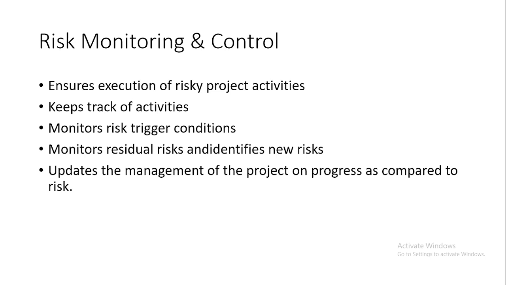Risk monitoring and control ensures that the execution of risk project activities is done, and keeps track of activities while we do risk monitoring and control. It helps us to monitor risk trigger conditions so that we can easily address them before they occur. It helps us monitor residual risks and identifies new risks. That's why we do risk monitoring, and it updates the management of the project and the progress as compared to the risk. So after you've done that, you have to update your management about the progress of the risks. How are they being handled? What is the progress on the action plan stated, so that you manage these risks and they don't affect your project.